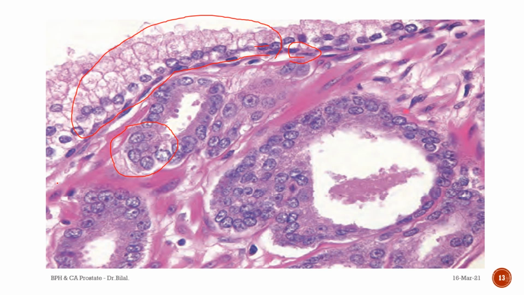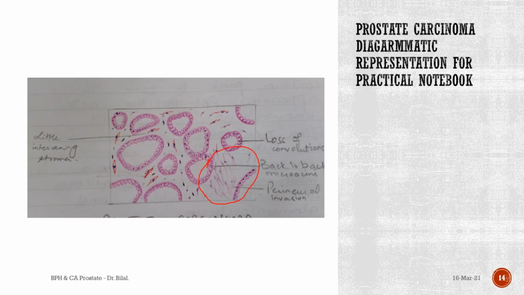Okay, and you can see here the glands are back to back. They're very close together with no stroma at this place, and very little stroma when we see here and here. And this feature has been shown here, written here as well: back to back microacini means that there is very little intervening stroma. This has also been mentioned on this side as well. So these are the main features.